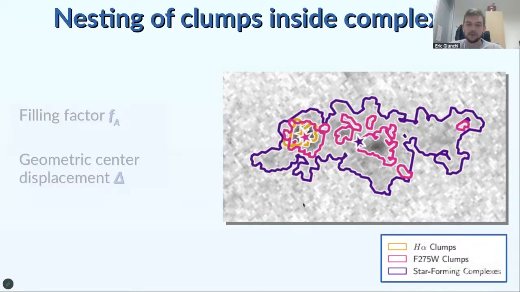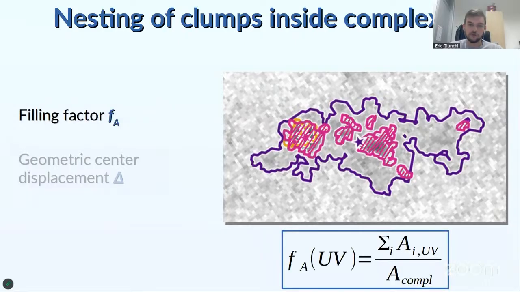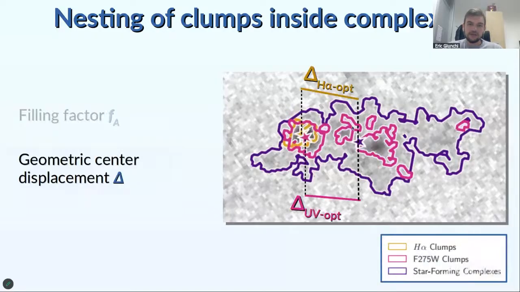So, for example, we can take the filling factor of all the clumps in a certain filter. For example, this is the UV filling factor, the area of the complexes that is covered by the UV clumps, and also for the H-alpha. Or we can study the geometric displacement. We can take the brightest UV or H-alpha clump and compute the distance from the center of the complex.